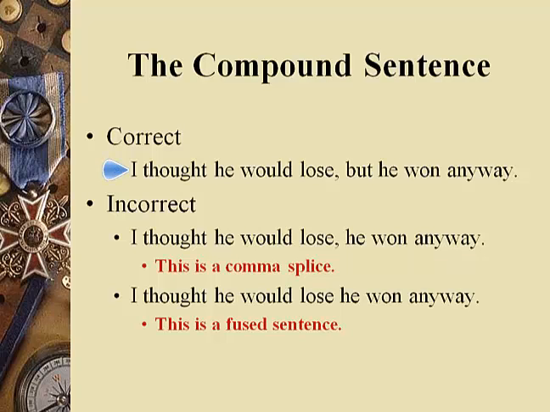Here we have another correct compound sentence, but I've below included 2 run-on sentences to demonstrate what can go wrong with this situation. In the correct example, we see, "I thought he would lose, comma, but he won anyway." However, the first incorrect example is what's called a comma splice. "I thought he would lose, comma, he won anyway."